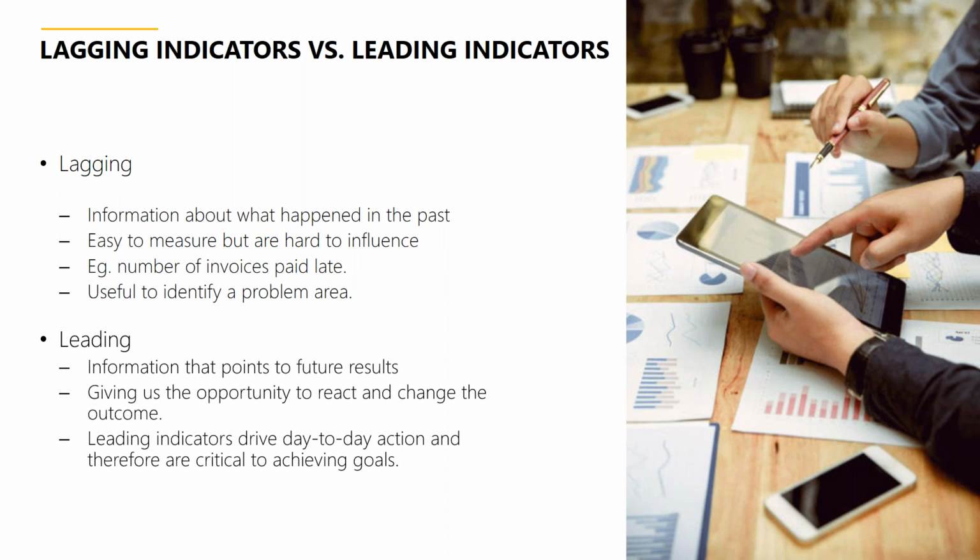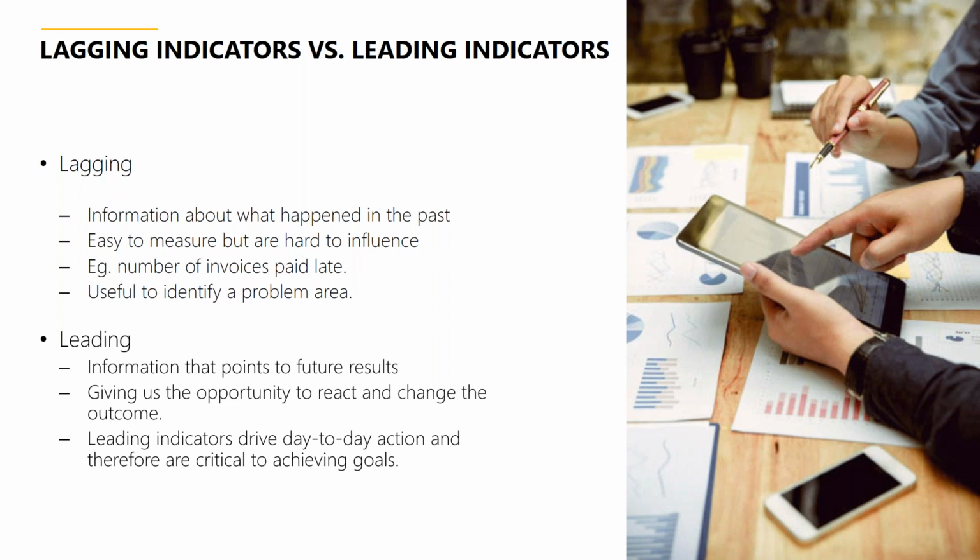Leading indicators, on the other hand, provide us with information that points to future results, giving us the opportunity to be proactive and change the outcome. If action is taken based on the information presented in these indicators, there is always the opportunity to improve the results of lagging indicators. So in summary, leading indicators drive day-to-day action and are critical to achieving goals.